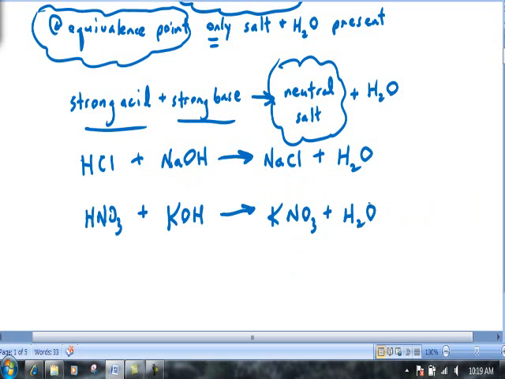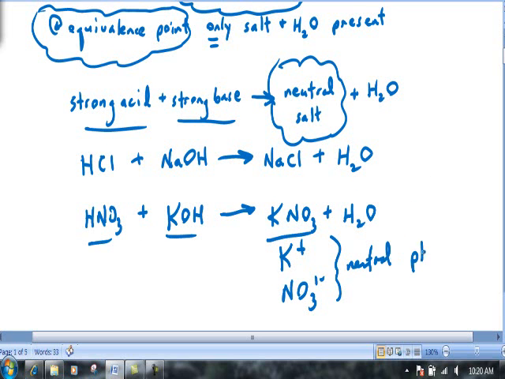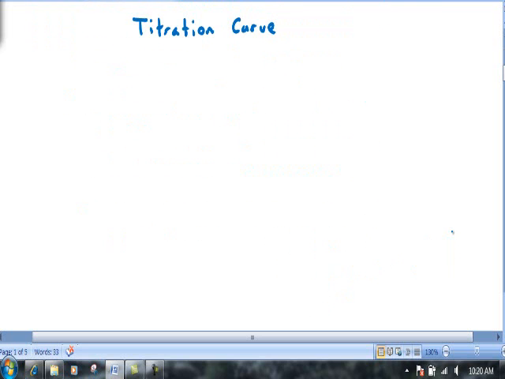Another example, if we have nitric acid and we mix it with potassium hydroxide, the salt we get is potassium nitrate. Here too, the potassium ions would be spectators and the nitrate ions would be spectators. This too would give us a salt at the equivalence point that's neutral, so we would see at the equivalence point our solution would have a pH of 7.